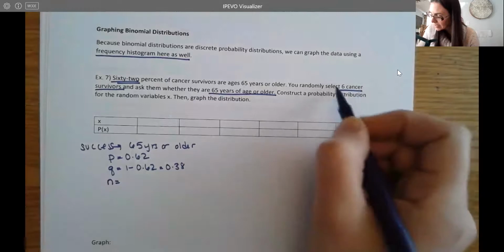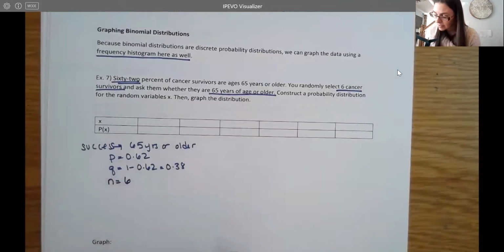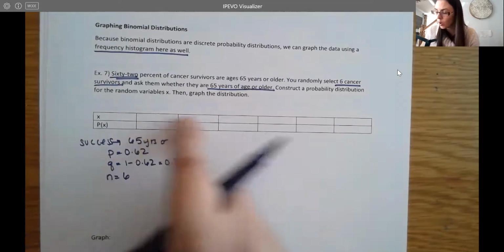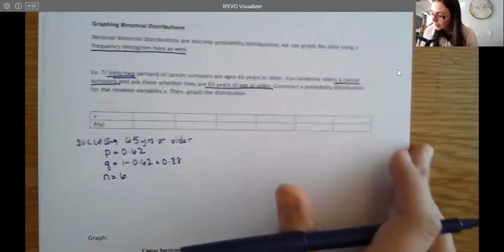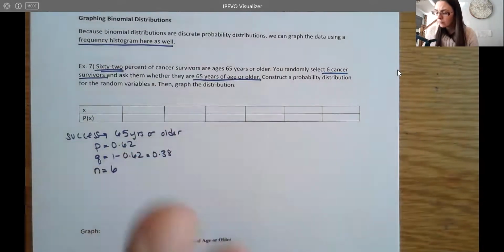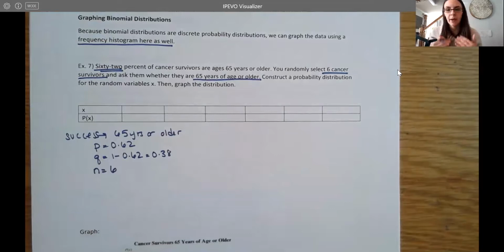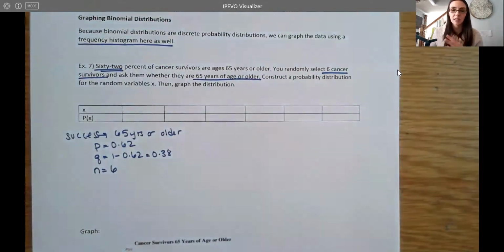Let's see, we're selecting 6 people, so my n is 6 here, and I'm not going to specify the x, I'm going to do all the x's. And again, notice that we are meeting all the requirements here for a binomial distribution. So we have our 2 answers, success or failure. We should have independence here. We're randomly selecting 6 people. That probability stays the same from trial to trial, and so on.